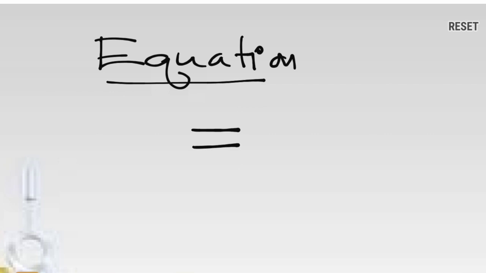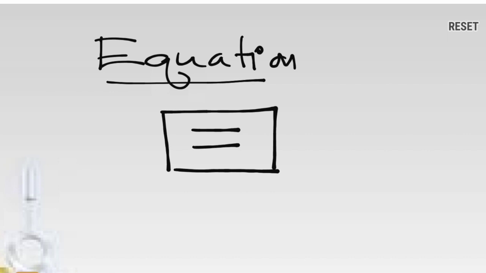We have learned about algebraic expressions from earlier standards. Algebraic expression means an expression involving variables and constants. If an expression involves this sign, what sign is it? This sign is known as the equality sign, the equal sign. An expression involving an equality sign is known as an equation.